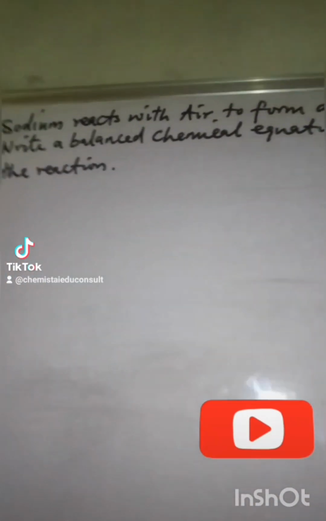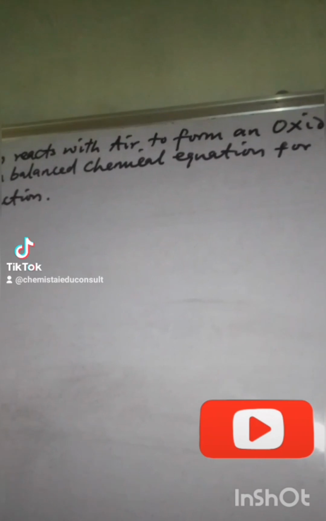If you look at the board, there is a question on balancing of chemical equation. The question reads, sodium reacts with air to form an oxide. Write a balanced chemical equation for the reaction. Sodium reacts with air to form an oxide.